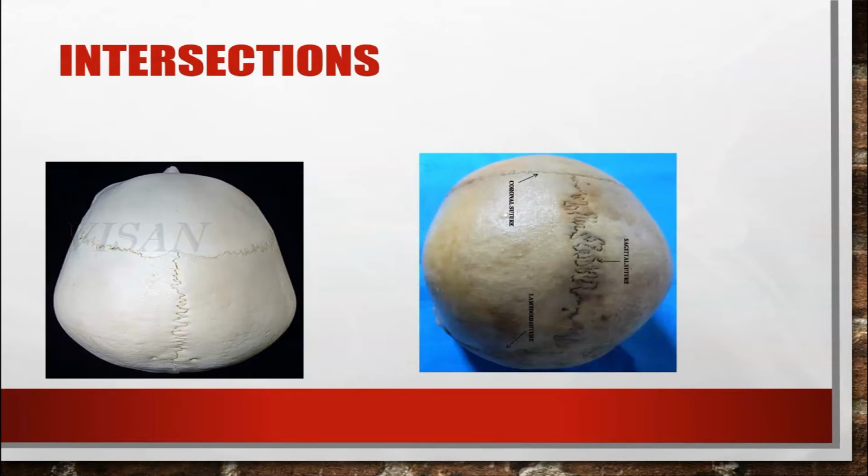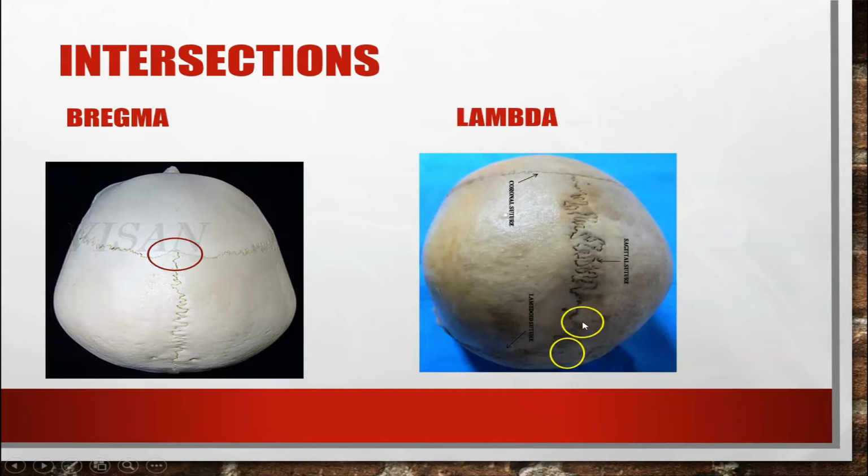These sutures meet at points called intersections. We can see an intersecting point between the coronal suture and sagittal suture called bregma. Bregma is the point where the frontal bone as well as the pair of parietal bones meet. Posteriorly we can see the meeting point of the sagittal suture and the lambdoid suture. That is called lambda. Lambda is the point where the pair of parietal bones and the occipital bone meet.